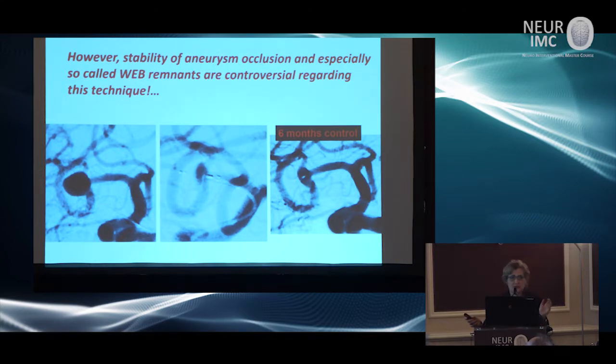The stability of the aneurysm occlusion, especially the remnants, is controversial regarding this technique. Because in many of the aneurysms, you may have such an enlarged neck in the first control or in the second control. So what are we going to do with those? Are they important? Do we need to retreat them?